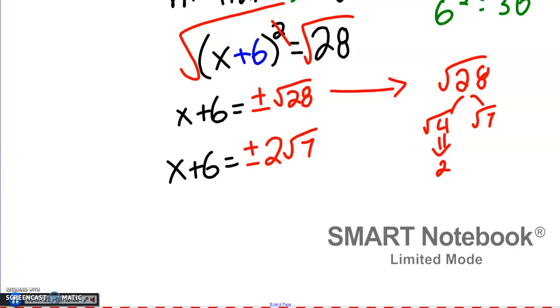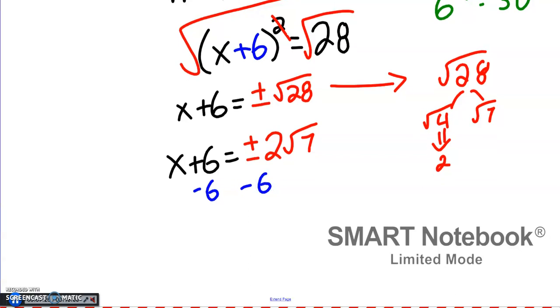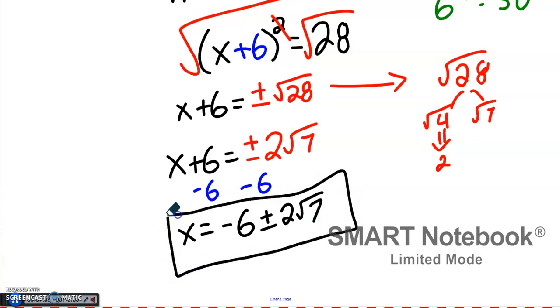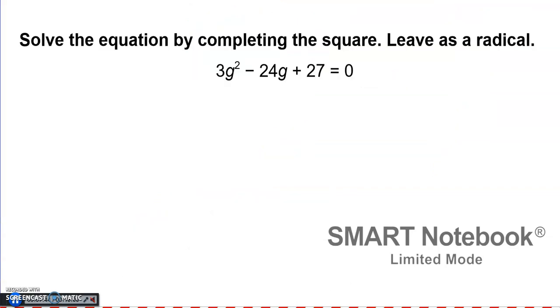And now we want to solve for m. We want to subtract 6 on both sides. I like to have this term in the front. That way it's easier for us to read. So we have m is equal to negative 6 plus or minus 2 root 7. And for all intents and purposes right now, that's perfectly fine. Sweet, nice job. One more. You got this.